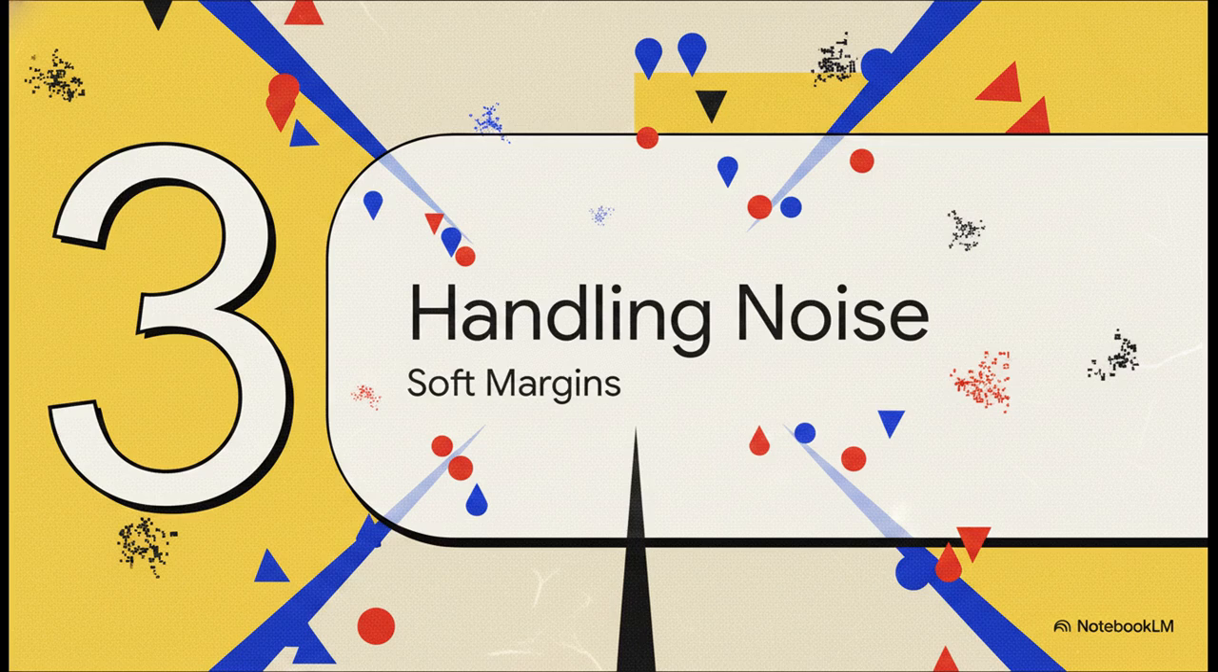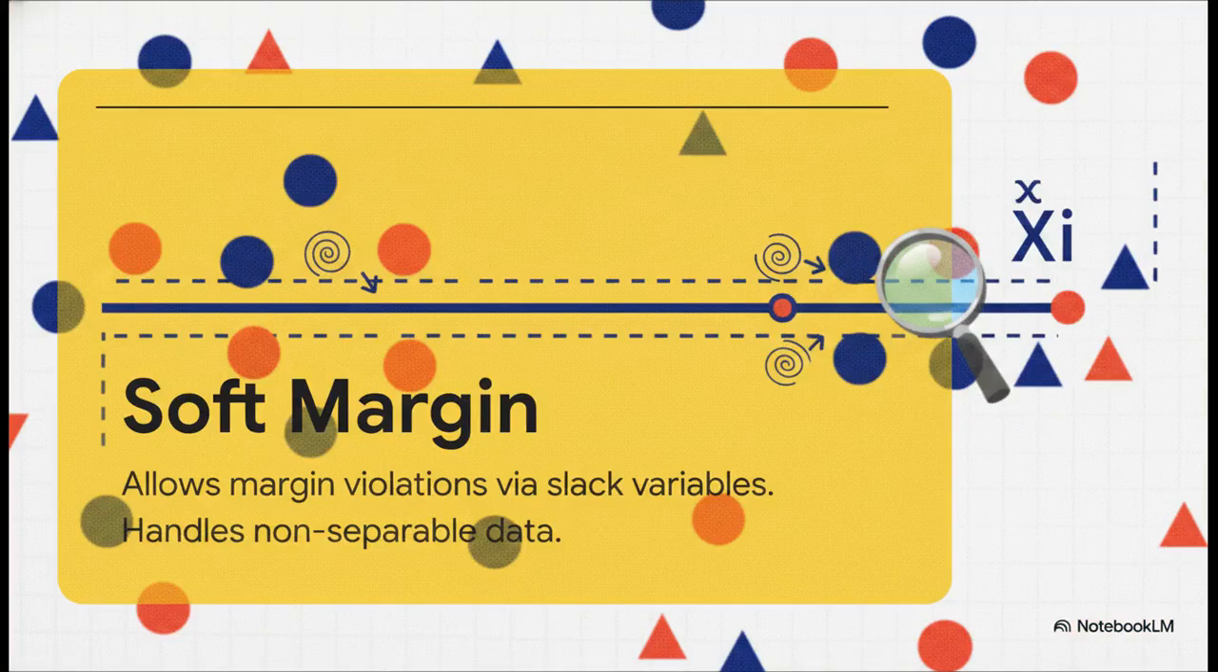We need a reliable way to deal with messy points that land on the wrong side. So to handle this inevitable noise, we have to evolve our maximum margin classifier into a soft margin classifier. A soft margin basically says, okay, we'll allow a few margin violations. And we do this by introducing something called slack variables. You'll usually see this represented by the Greek letter xi. A slack variable is just a way to measure exactly how much a specific point violates the margin.